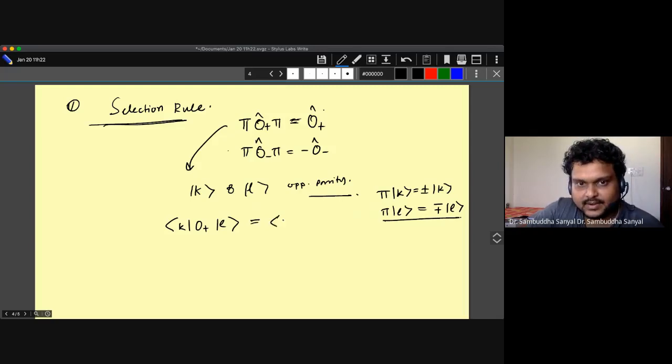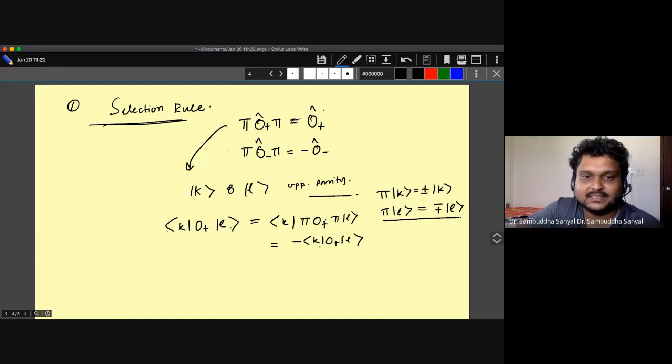So this operator will be K pi. So this operator will be related to the parity transform operator in this way. Since they are opposite, it must be minus K O plus L. So if I start with K O plus L and reach minus K O plus L, the only way it can happen is if this is 0. So that means there is no matrix element which connects these 2 states, K and L. So that is the first statement.